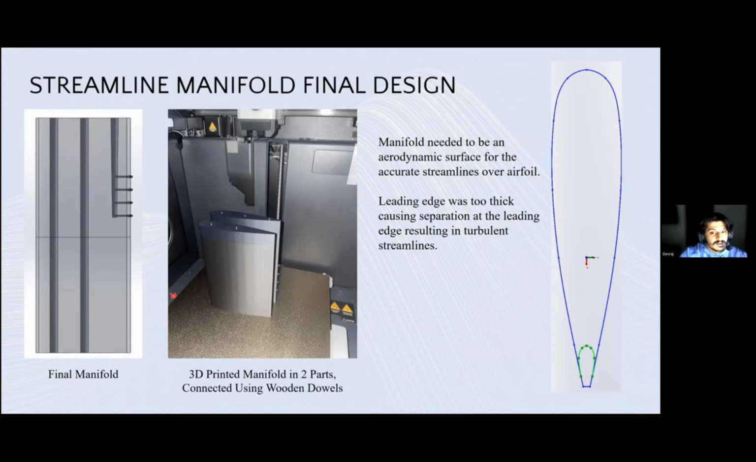visibility of streamlines. And something like the green part of the SolidWorks sketch would be an improvement to our current design. That design would minimize the leading edge thickness and reduce the separation effects, which would improve streamline clarity. I'll pass it on now.